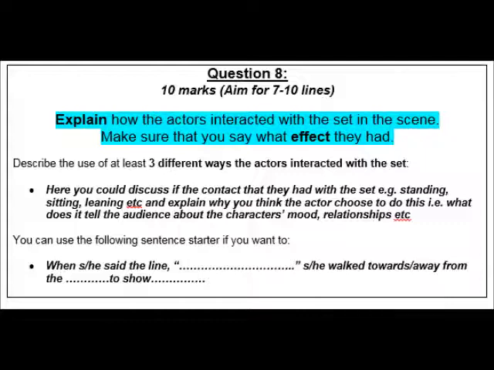Here you could discuss if they had contact with the set by standing, sitting, leaning, etc. and explain why you think the actor chose to do this, i.e., what does it tell the audience about the character's mood, relationships, etc. You can use the following sentence starter if you want to. When she said the line, insert line, he walked away from the insert the item of furniture to show, insert what you think the actor wanted to show.